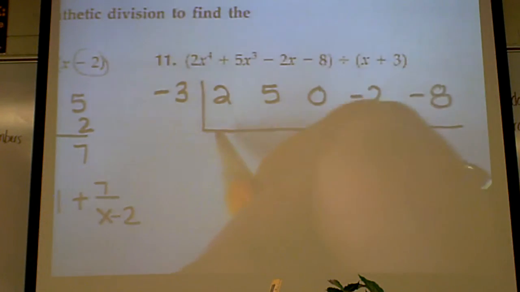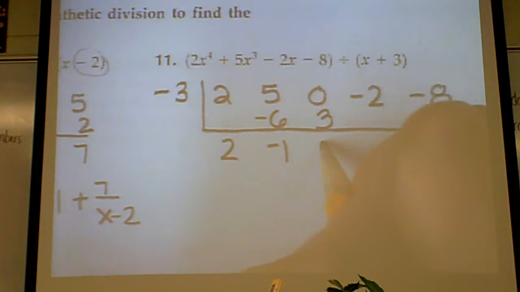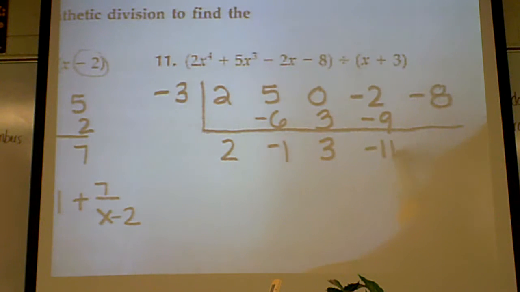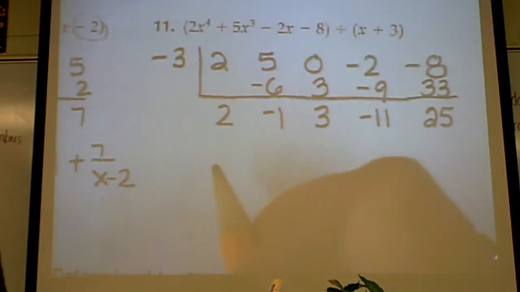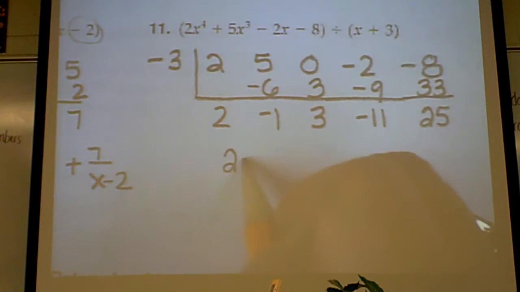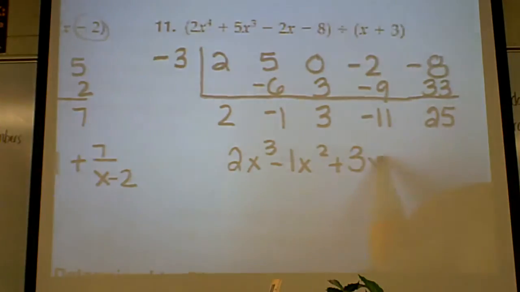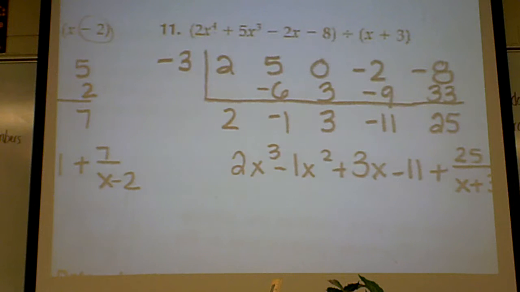Bring down the 2. Then what? Negative 6. Then what? Negative 1. Then what? Negative 3. Then what? 3. Then what? Negative 9. Then what? 33. And then what? 25. Excellent. What's my final answer? Jacob Minter, what do I write? 2x to the third minus 3x squared. Excellent.